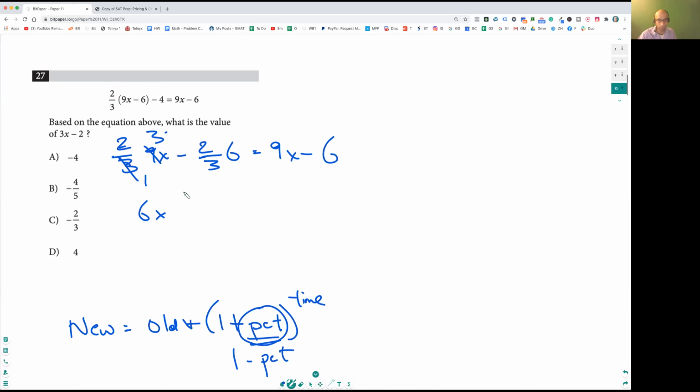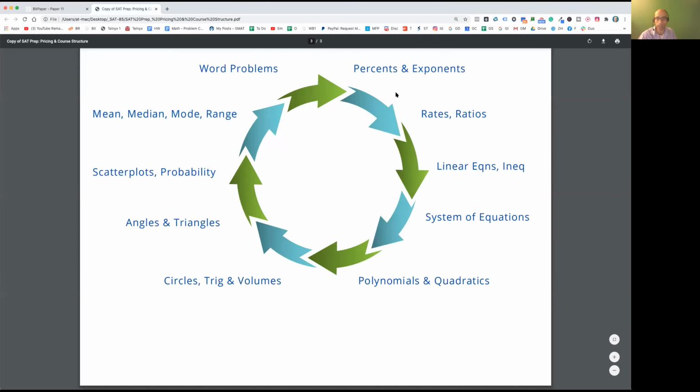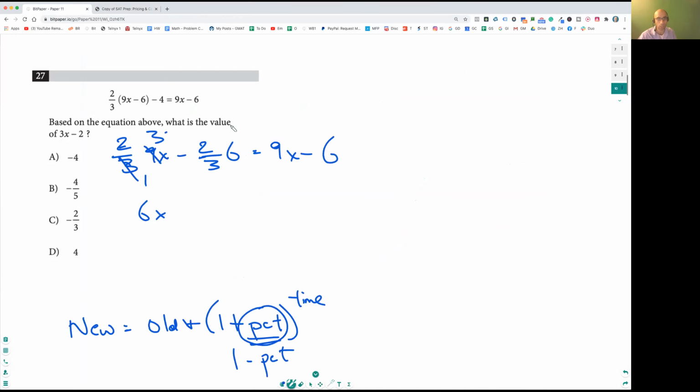All of this is covered in my percent section right over here. This comes in the percents module, and you're going to get tons of problems to solve. So how do you do this? You have 6x minus 3 times 1, 3 times 2, so that's 4, is equal to 9x minus 6. Guys, this should be super easy for you to solve.